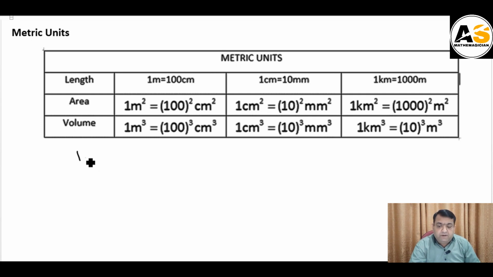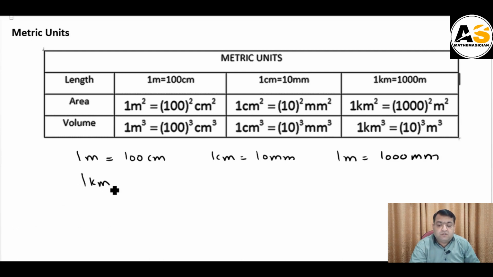1 meter is equal to 100 centimeters. That is, there are 100 centimeters in 1 meter, and 1 centimeter is equal to 10 millimeters. That is, 1 meter is equal to 1000 millimeters. Similarly, 1 kilometer, kilo means 1000, 1 kilometer is equal to 1000 meters.